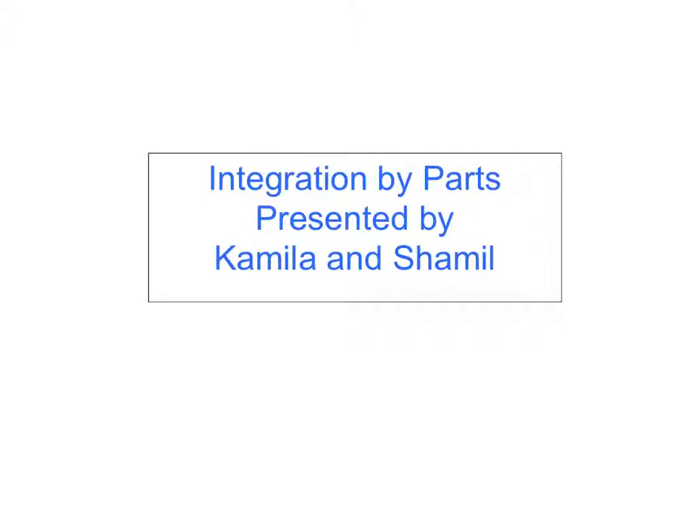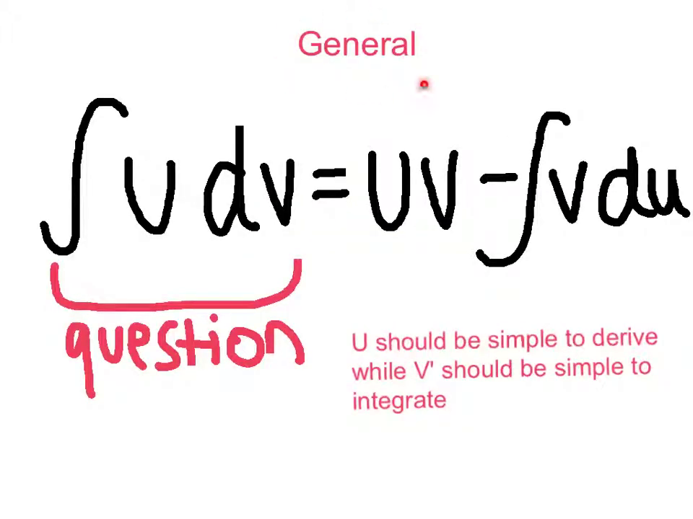In this topic today, we're going to be discovering integration by parts. The general formula for the integration of u dv is uv minus the integral of v du. The question is to find the integral of u dv, and it's really important to choose your u and v prime. u should be simple to derive, while v prime should be simple to integrate.